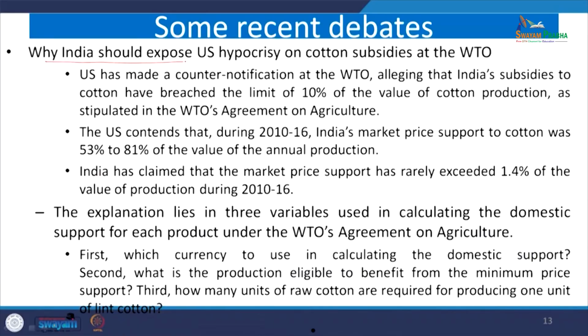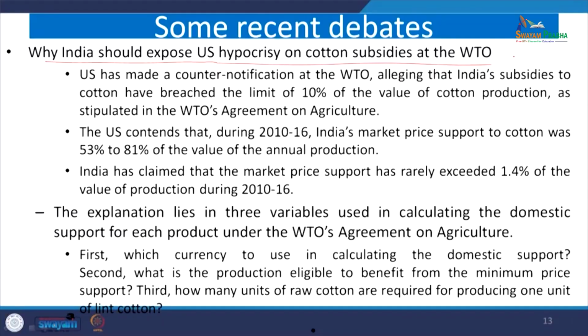Especially, let me read a few. Why India should expose US hypocrisy on cotton subsidies at the WTO round. First answer to it: the US itself gives various subsidies, more than 74% to their topmost big cotton farmers, but actually they are raising questions over India's subsidies to the farmers. Now, the US has made a counter notification at the WTO alleging that India's subsidies to cotton have breached the 10% limit.